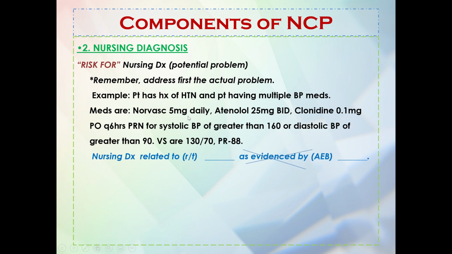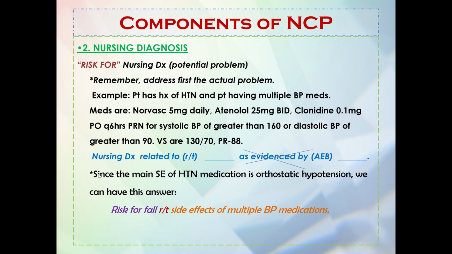So the meds are Norvasc 5 milligrams daily, atenolol 25 milligrams BID, clonidine 0.1 milligram per orem every 6 hours. Clonidine is 0.01 milligrams per orem every 6 hours PRN, okay, as needed. Pag PRN as needed for systolic blood pressure of greater than 160, okay, or yung kanyang diastolic blood pressure of greater than 90. And yung kanyang current vital signs are 130/70 and the pulse rate is 88.